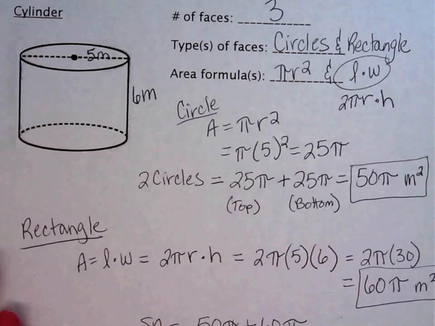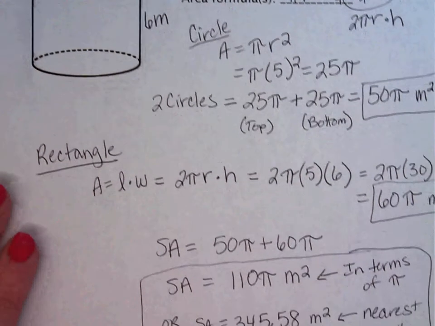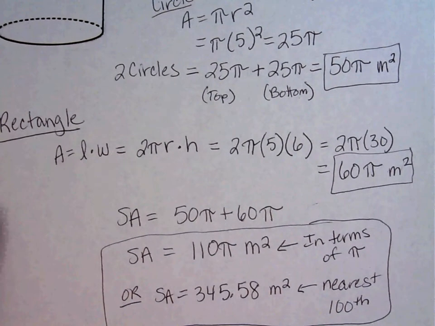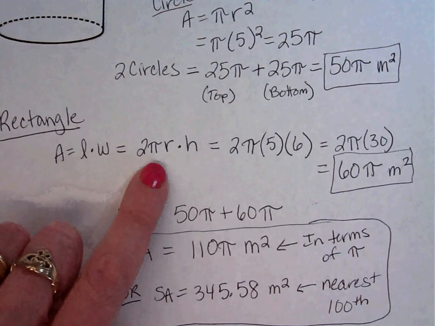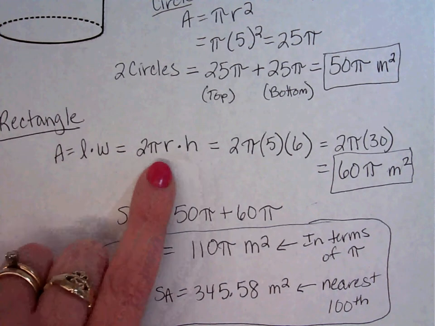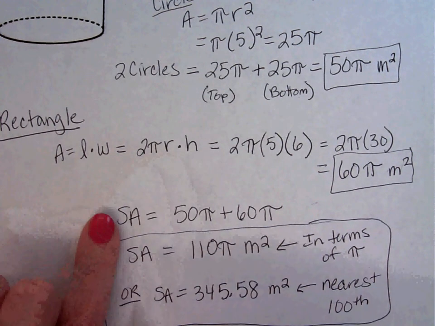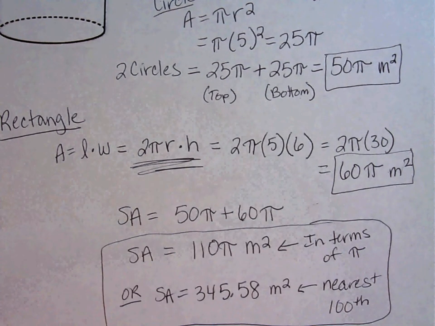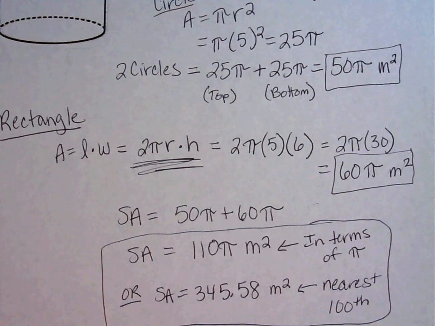Now the rectangle, however, that's the little bit trickier piece. The length and the width turn into circumference times height. This is the formula for circumference, and that H stands for height. So when you do that, once you figure that formula out, this is the key right here. That's the trick. Then you can easily plug in the numbers, and we got 60 pi. Add them all together, you have your total surface area.